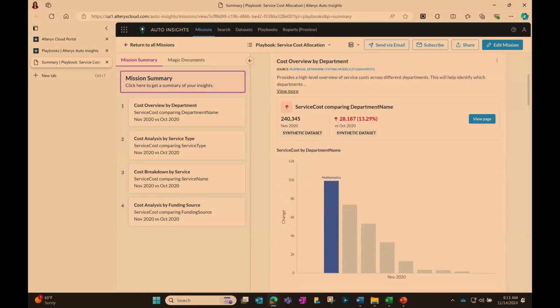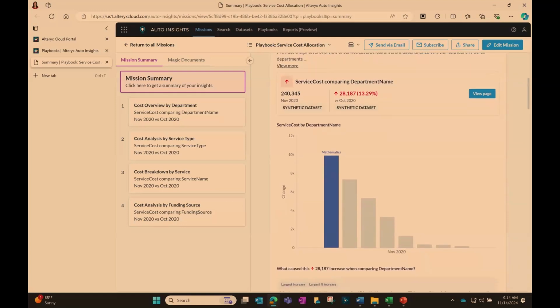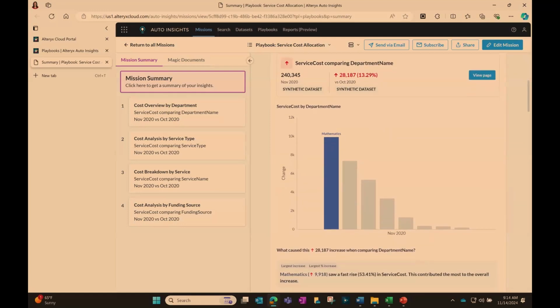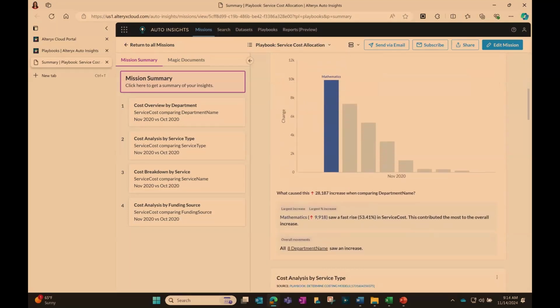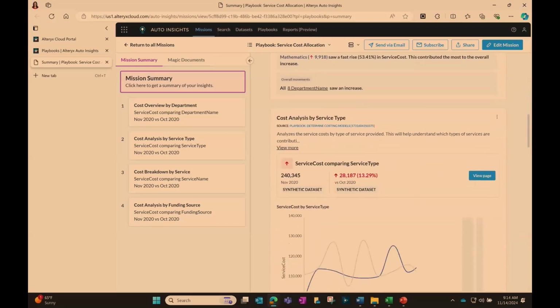It's going to say the cost overview by department. And boy, that math department, whoo, lots of costs going on there. And it tells me, though, it sees that the mathematics department had an increase, right? And what it tells me is it saw a fast rise. It gives me some natural language and said that this is what contributed to your overall increase. So it goes in and tells me this. And it gives me a visualization too to help me tell that story.